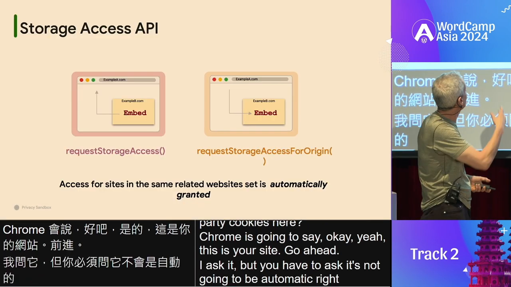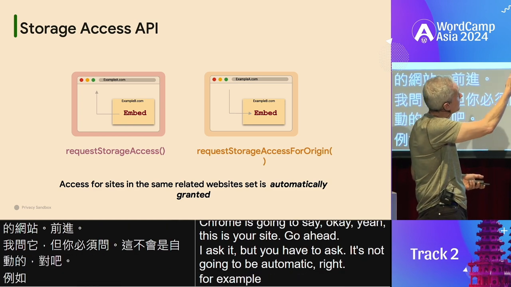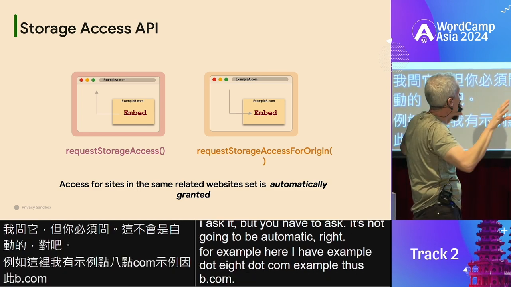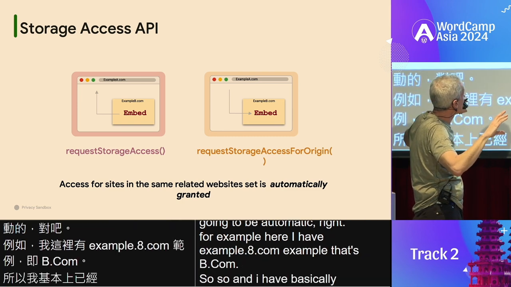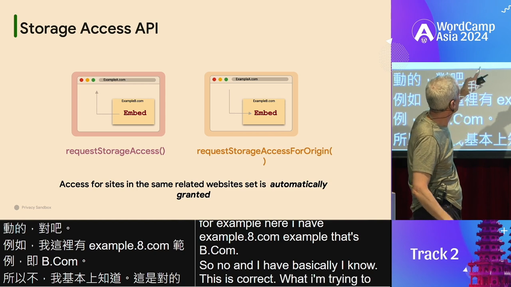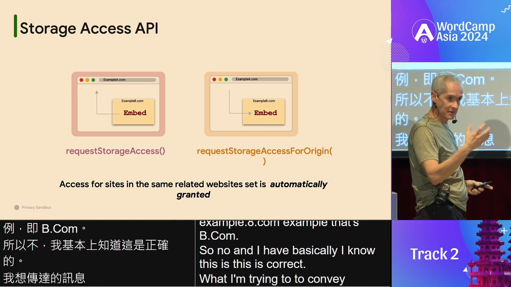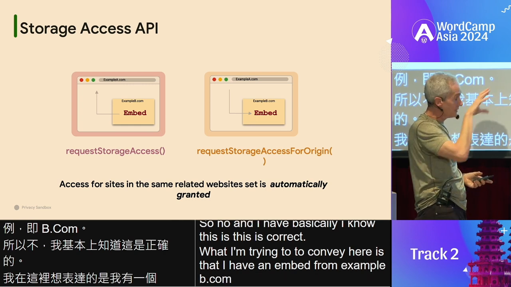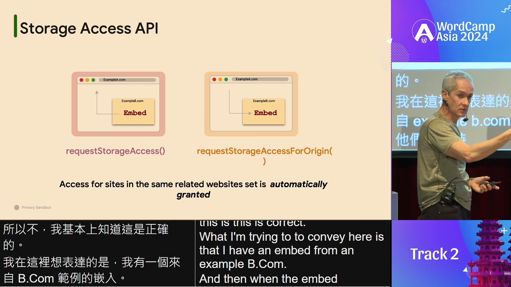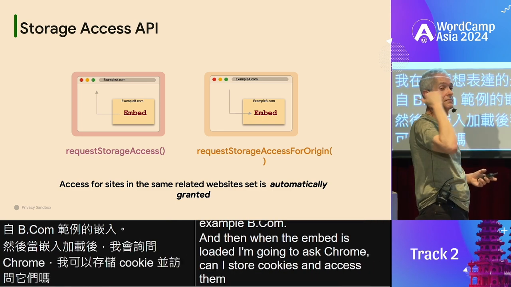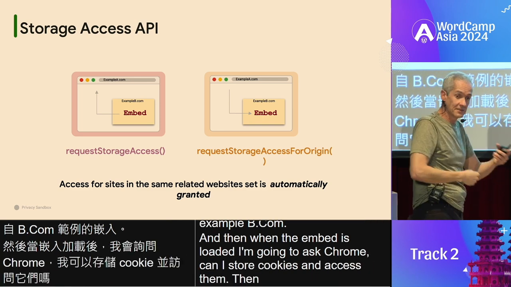For example, here I have example.a.com, example.b.com. What I'm trying to convey here is that I have an embed from example.b.com, and then when the embed is loaded, I'm going to ask Chrome, can I store cookies here and access them? Then Chrome is going to say yes. Vice versa is true too.